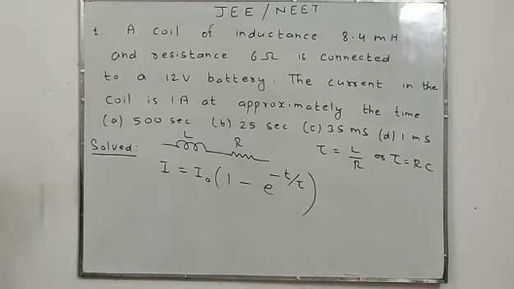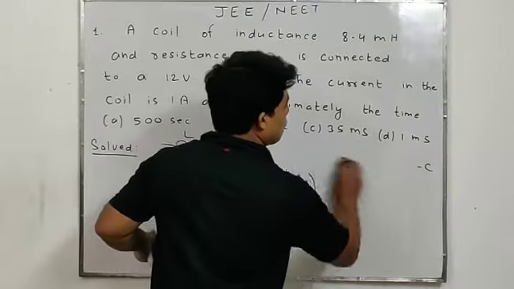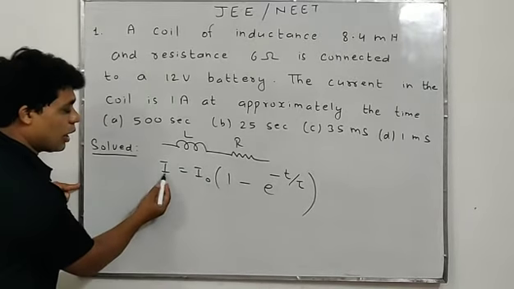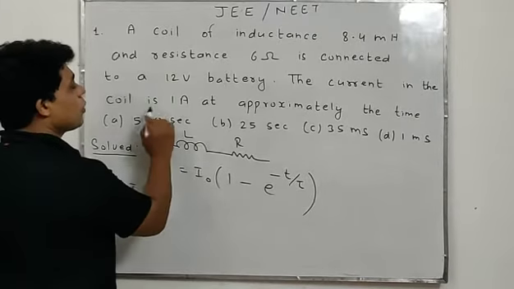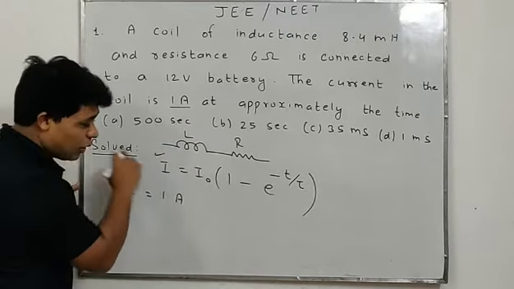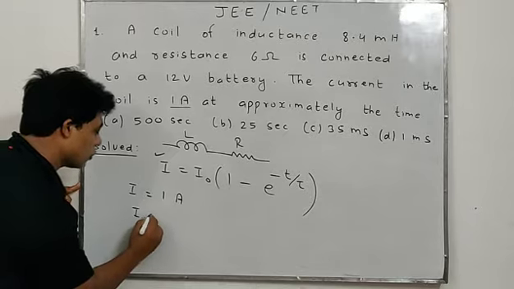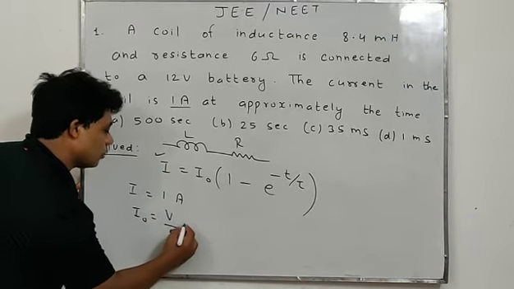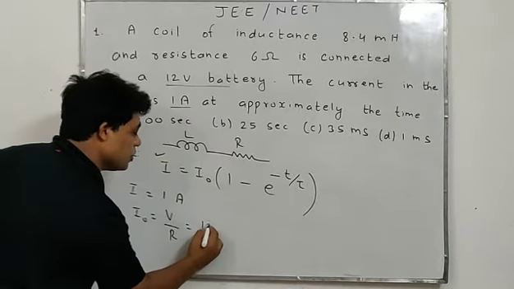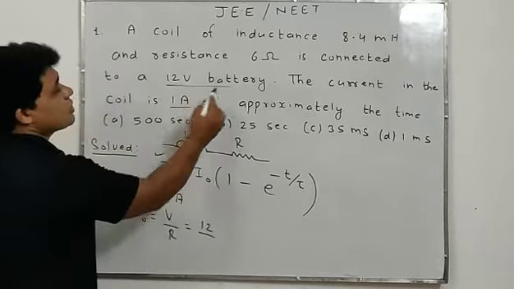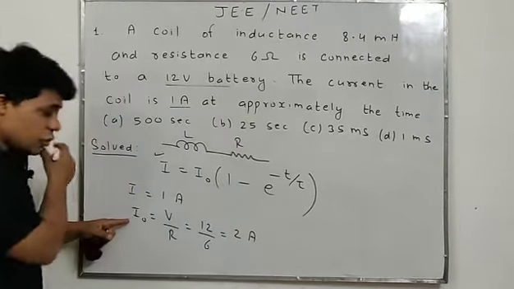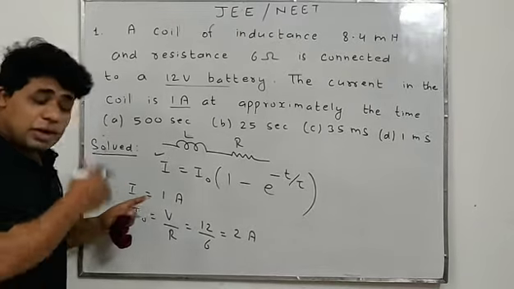Okay, students. Now I'm going to solve this. First of all we require I, the current, which we are given as 1 ampere. So I is 1 ampere. Now, students, we have to find I naught. How can we find I naught? V by R. We are given a 12 volt battery, so V is 12, and resistance is 6 ohm, so we get 2 ampere. So we got the maximum current and we are given the current.